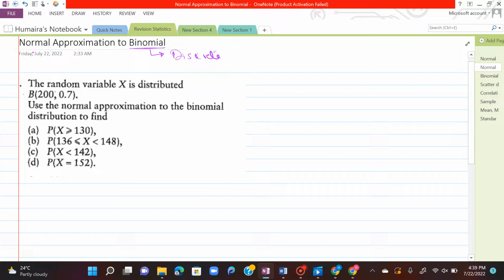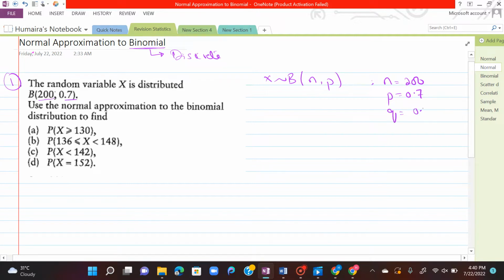So over here it is given in question number 1 that the random variable x is distributed by the binomial distribution where the parameters of binomial are given to us. I already told you that if binomial parameters are given, that means n and p are given. So in this question n is 200 and p is 0.7. Now from this I can easily calculate that q should be equal to 0.3, right? Because we know that the sum of these two should be equal to 1.